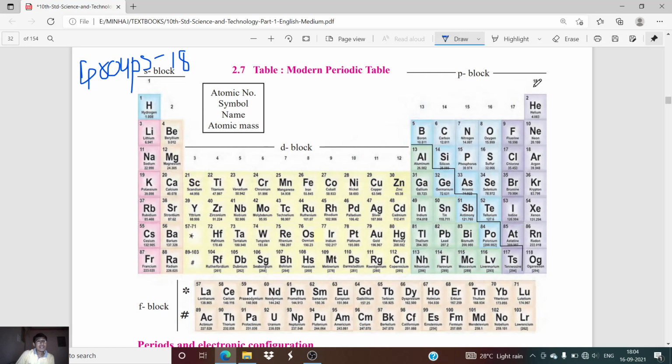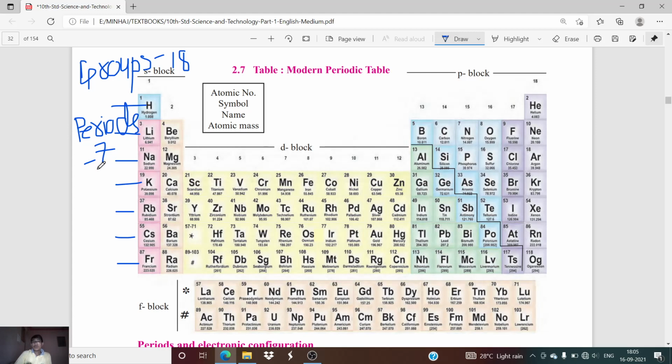Whereas the horizontal rows are nothing but the periods of the modern periodic table. These horizontal rows are called periods. So how many periods are present in the modern periodic table? There are in all 7 periods present in the modern periodic table. The number of periods is 7.